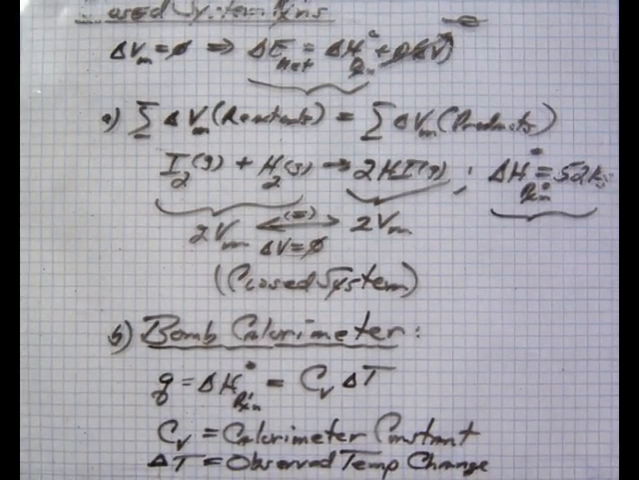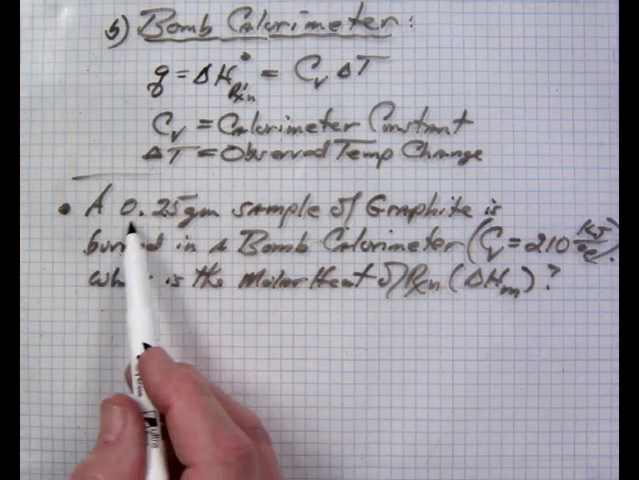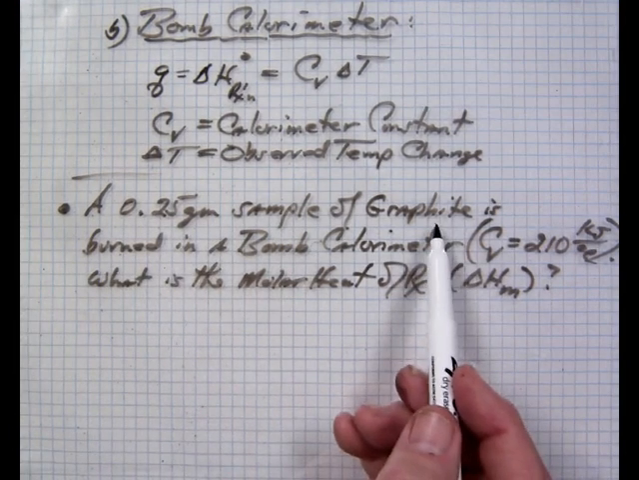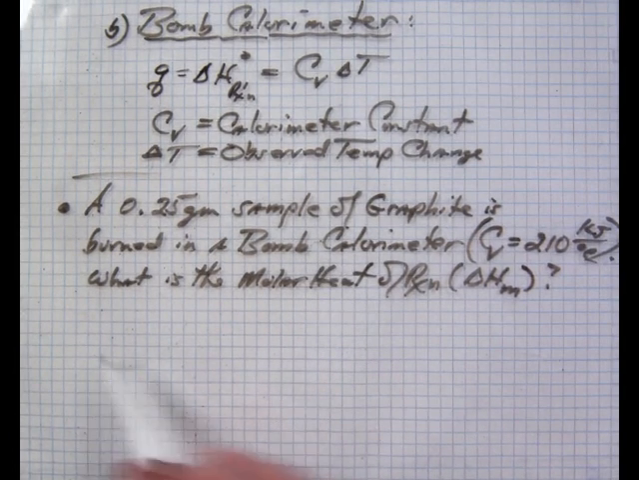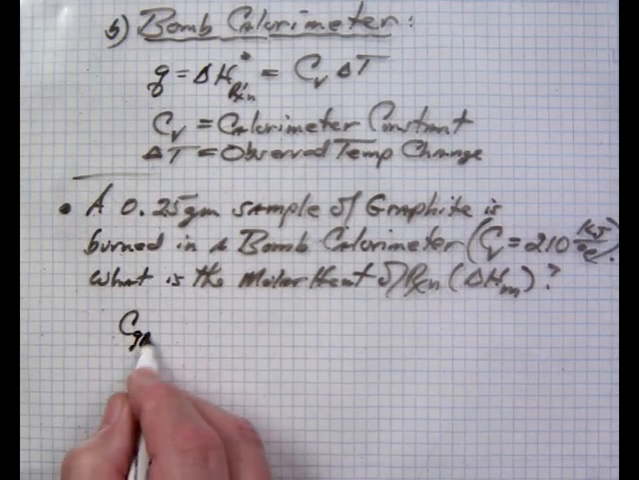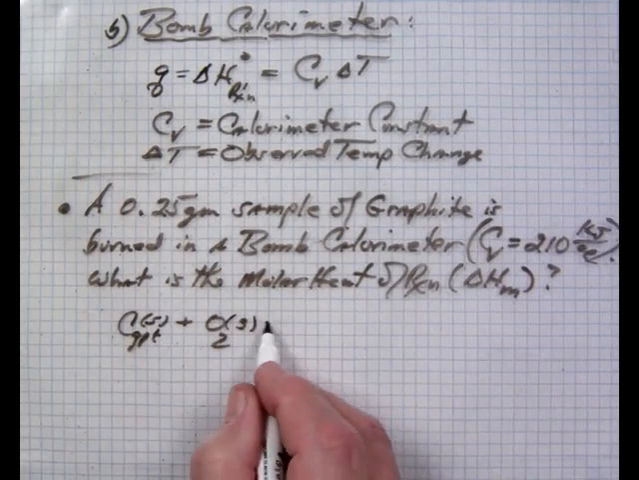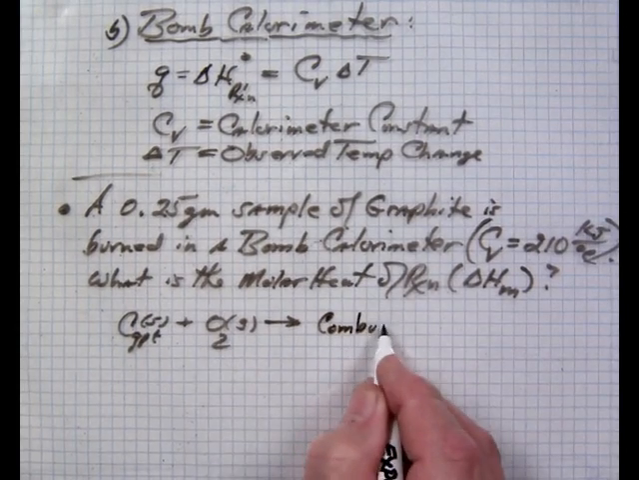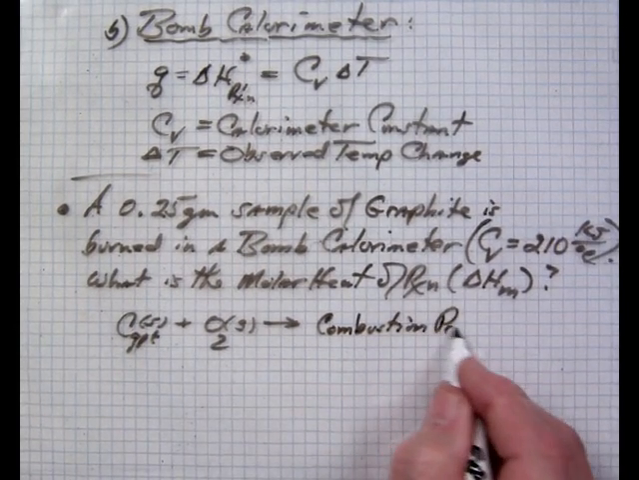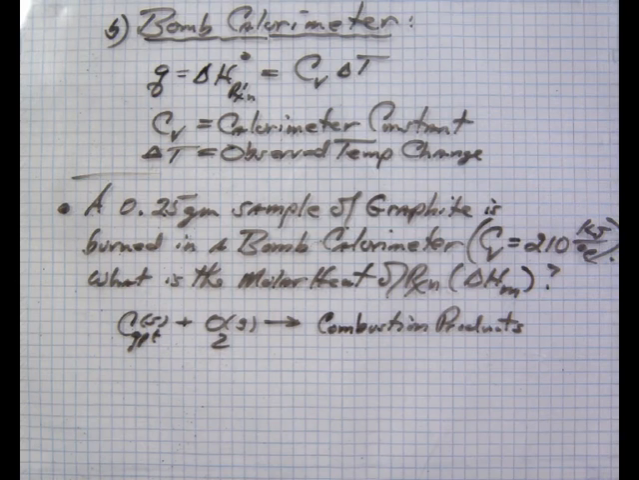Okay, here I'm giving you, say, a 0.25 gram sample of graphite, and it's burned in the bomb calorimeter or undergoes oxidation. That is carbon graphite as a solid plus O2 gas goes to, say, some combustion products. Okay, and the question is, what's the heat of reaction of this process?